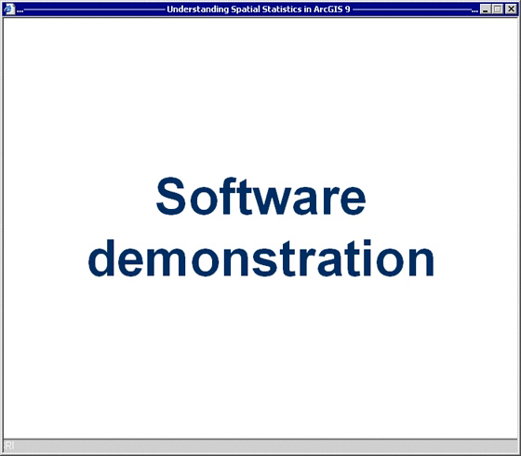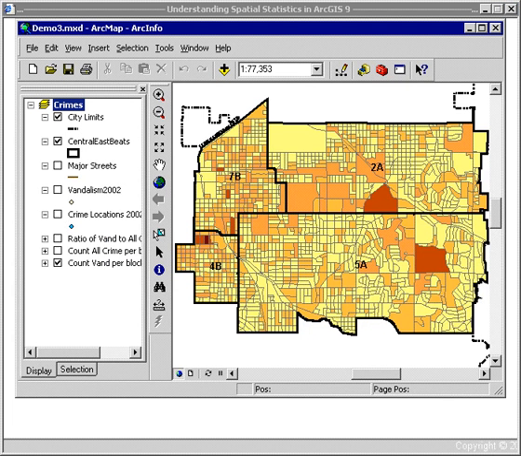Let's continue with our crime analysis. Now, in the first demo, I showed you a hotspot analysis map for our city based on all crimes, and I promised I would give you more details about how to do the hotspot analysis. So that's what we're going to do now.